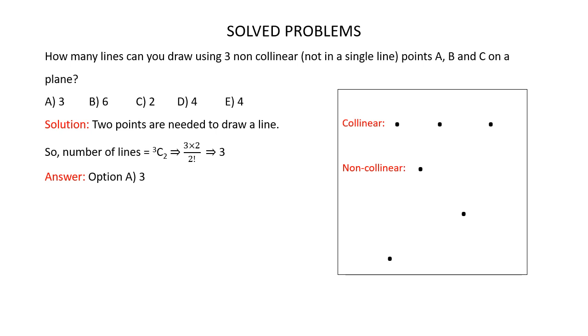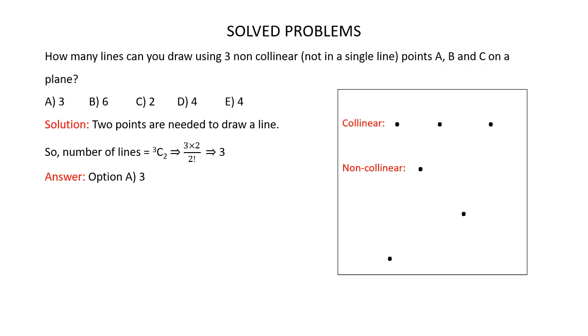So one point can be here, one point can be here, and the other point can be here. So these are collinear points which are on a single line, and these are non-collinear points which are not on a single line. Now here in this problem we are asked to find how many lines can be drawn using 3 non-collinear points A, B and C.